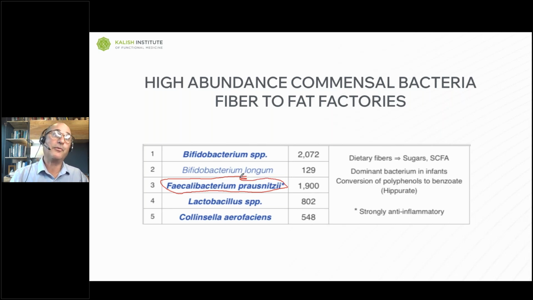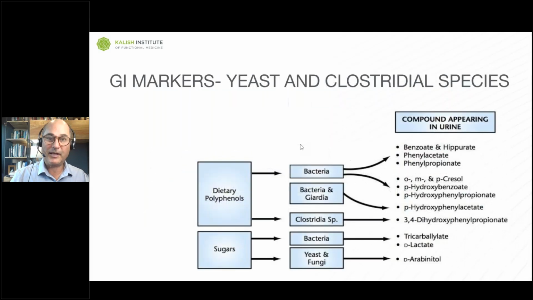But it's also, before COVID, sort of famous as one of these "I'm converting fiber to fat" organisms, as is Bifidobacterium, Lactobacillus, right? You've heard of most of these. And in fact, you can use these in supplement form as well if you have patients that have this problem, the Bifido and the Lactobacillus.